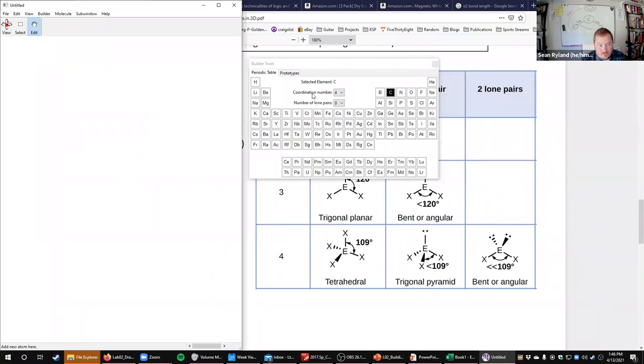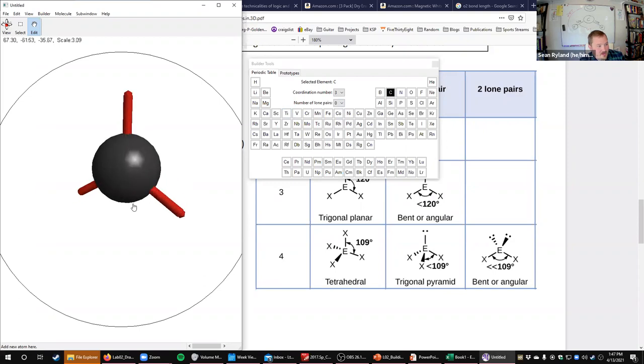If we start with coordinate, you also might notice that this periodic table has a section for coordination number and number of lone pairs. That's going to allow you to add things in a very specific way. Coordination number means how many atoms are attached to it, how many bonded atoms there are, and number of lone pairs is exactly what it sounds like. So for the carbon that we're starting for formaldehyde, we want a coordination number of 3 because it has 3 things attached with no lone pairs.